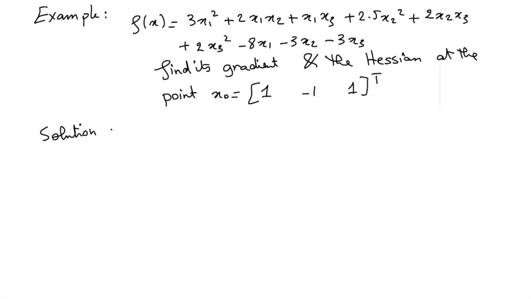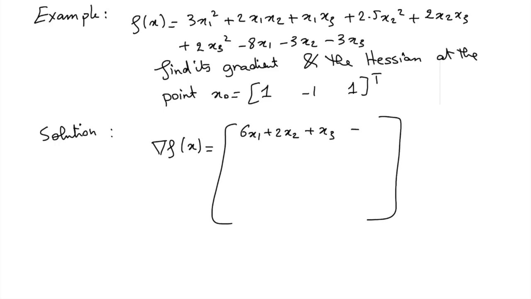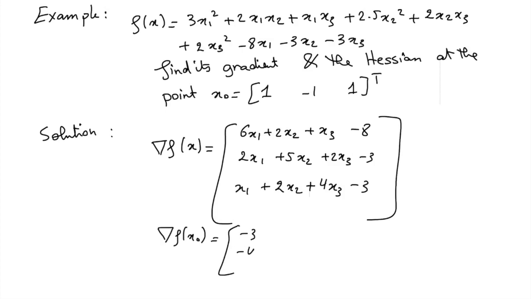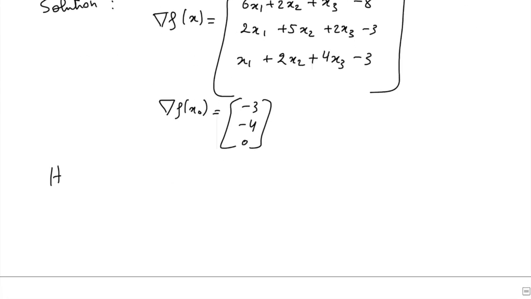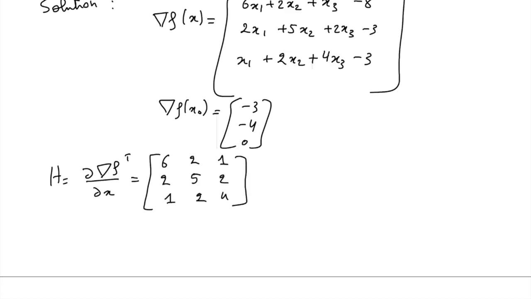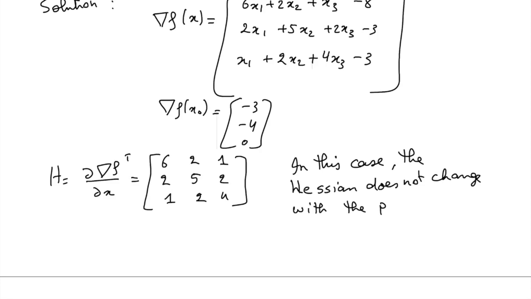The solution: nabla f of x, we make the gradient, derive with respect to x1, with respect to x2, and to x3. We replace the point, and we get this gradient. For the Hessian, it is the derivative of the gradient, so we have 6, 2, 1, 2, 5, 2, 1, 2, and 4. In this case, the Hessian does not change with the parameters as the function is quadratic.